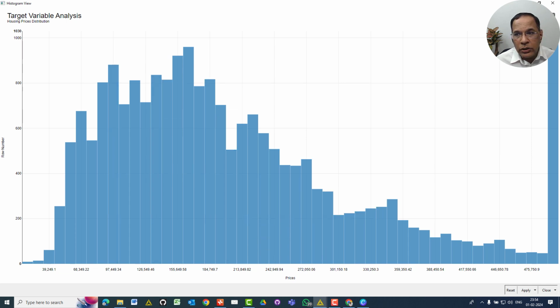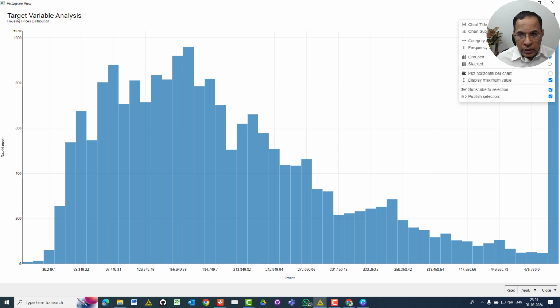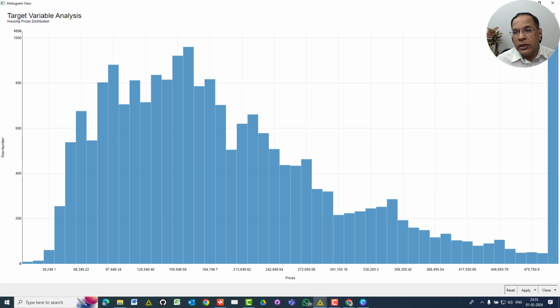But what I can do is add a lot of other pieces around what the title is, and so on. So I've said the x-axis is this, and the title of the graph is the target variable analysis, which is the housing price analysis, and so on. I could put whatever I want.